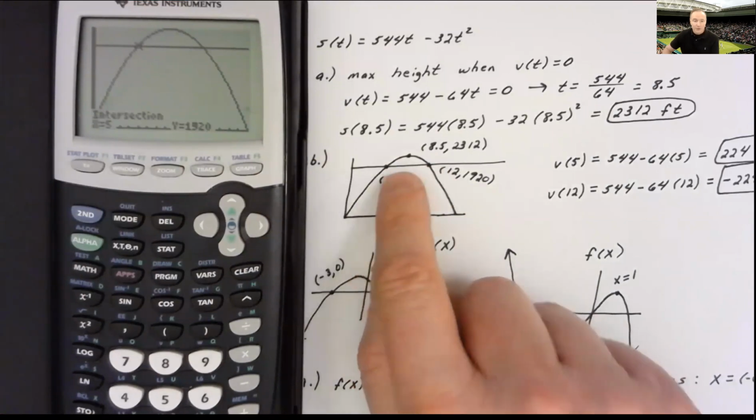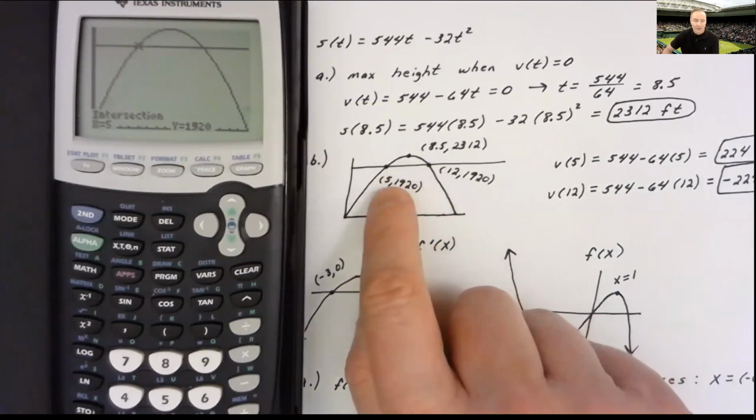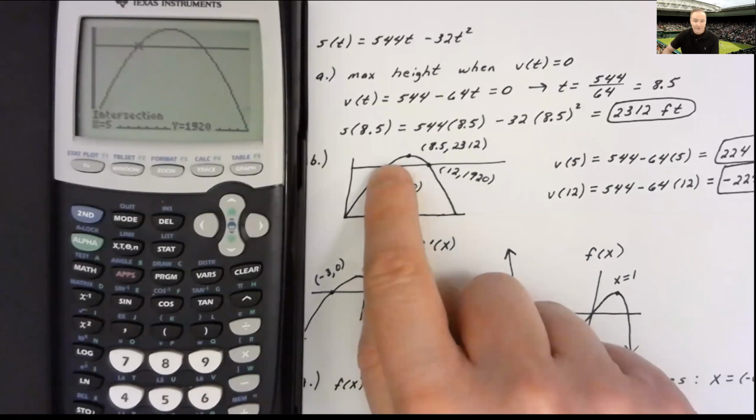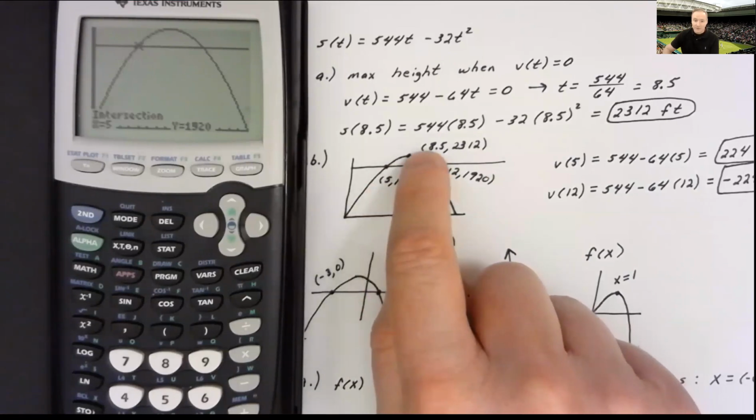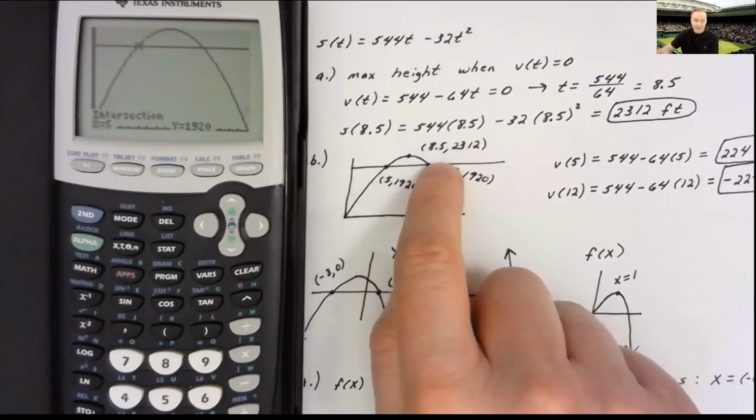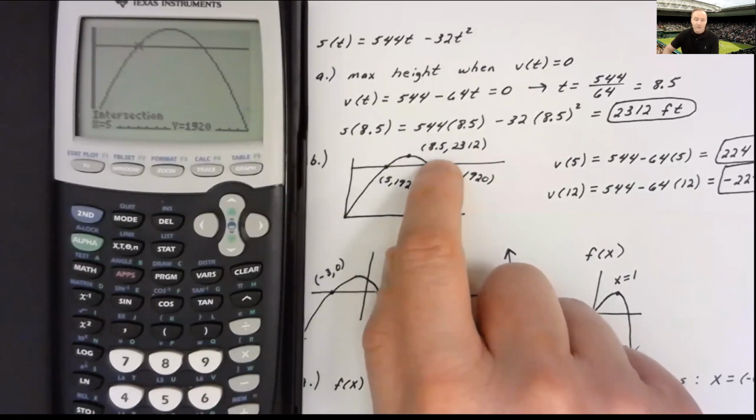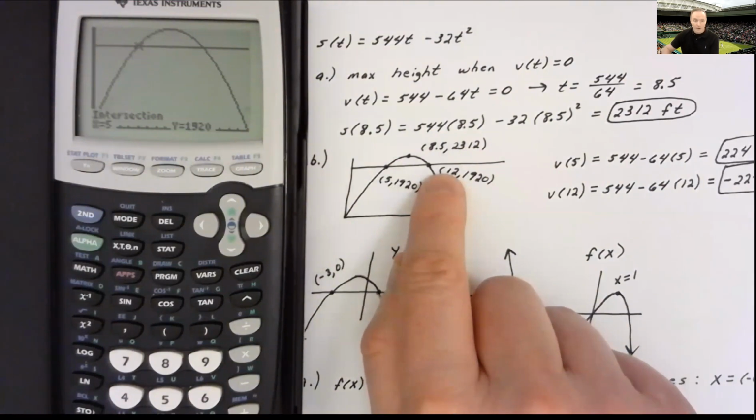If it took 3.5 seconds to get from 1,920 feet to 2,312 feet on the way up, it's going to take another 3.5 seconds for it to get from this 2,312 feet to 1,920 feet. So I already know that all I have to do to find this x value is to add 3.5 to 8.5, and it's going to be at an x value of 12.